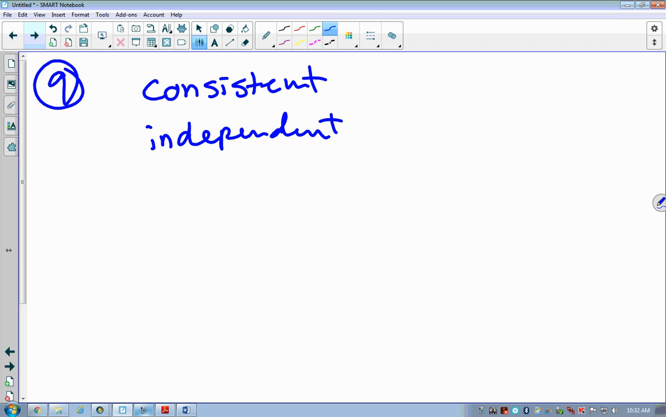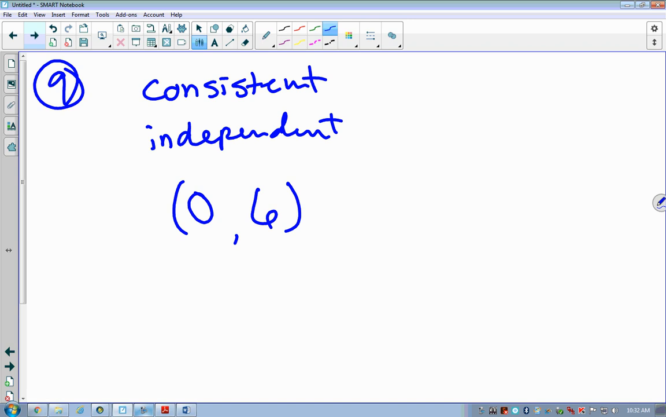Now, we do need the solution. Do you guys know what the solution is? The solution is the coordinate location where they cross. 0, because my x value is 0, and my y value is 6. All right? Are we correct according to the answer key? Question number 9. Consistent, independent, 0, 6. So if it has a solution, it will be consistent and independent.